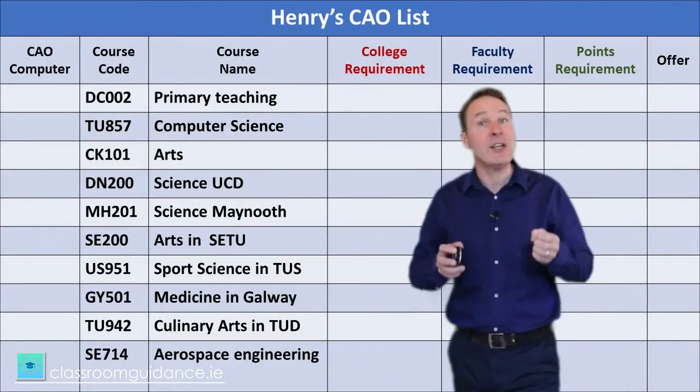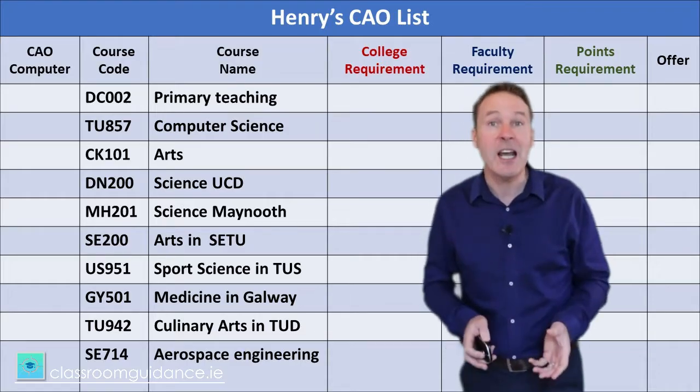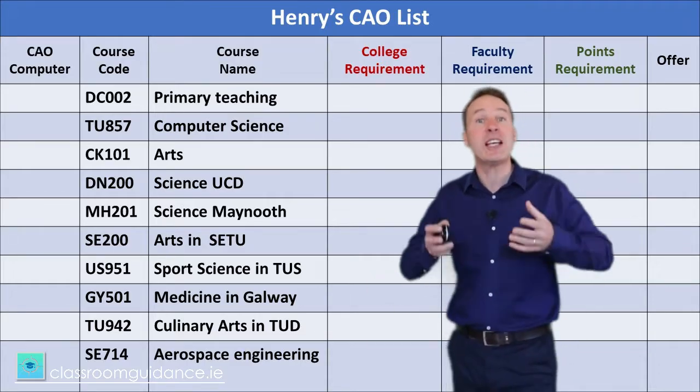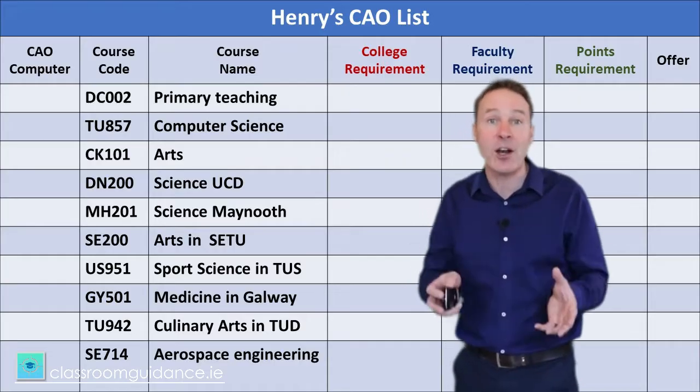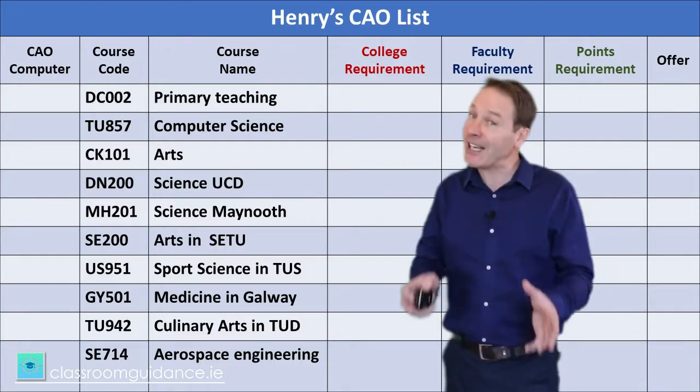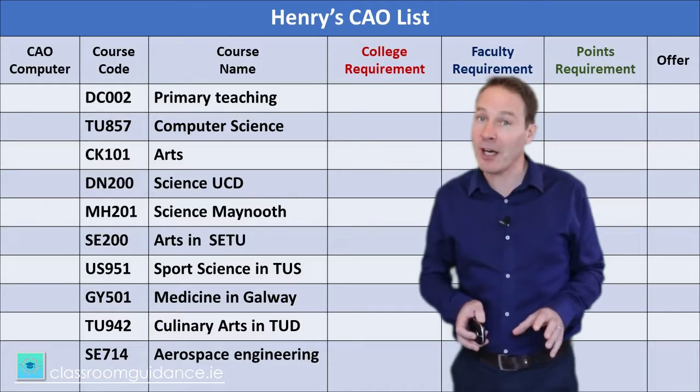So behind me is Henry's CAO form for his level 8 choices. These choices are a little all over the place and are selected to demonstrate the different issues that can arise. If your CAO form looked like this, you might need to book an appointment with your guidance counsellor.